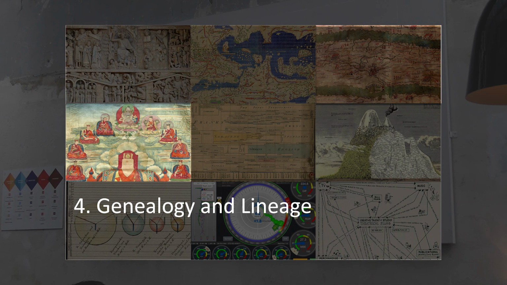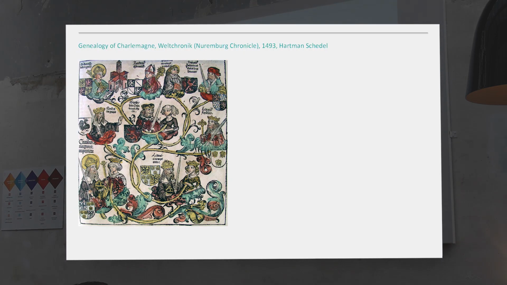The fourth theme here is genealogy and lineage diagrams. So these are records of descent relationships. The primary function is to represent inherited value, inclusion, or position in a religious, political, or cultural community. This is from the Nuremberg Chronicles, 1490s. This is a genealogy of Charlemagne. So this uses the organic metaphor of a vine connecting the emperor of the Franks with his ancestors.